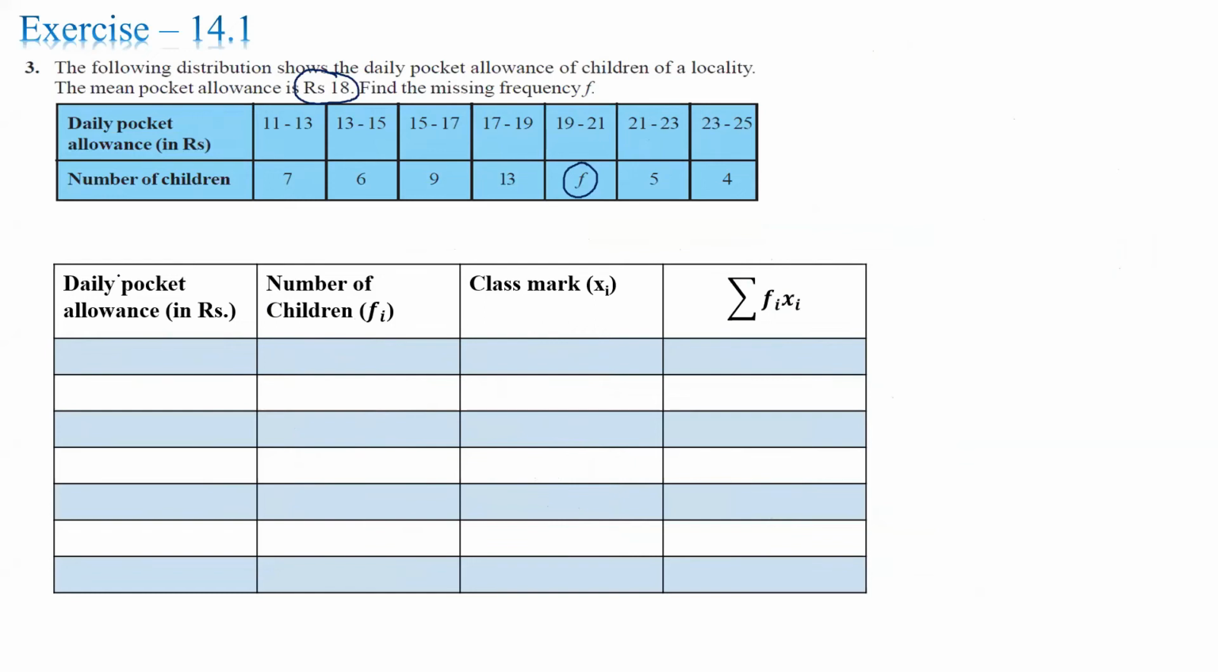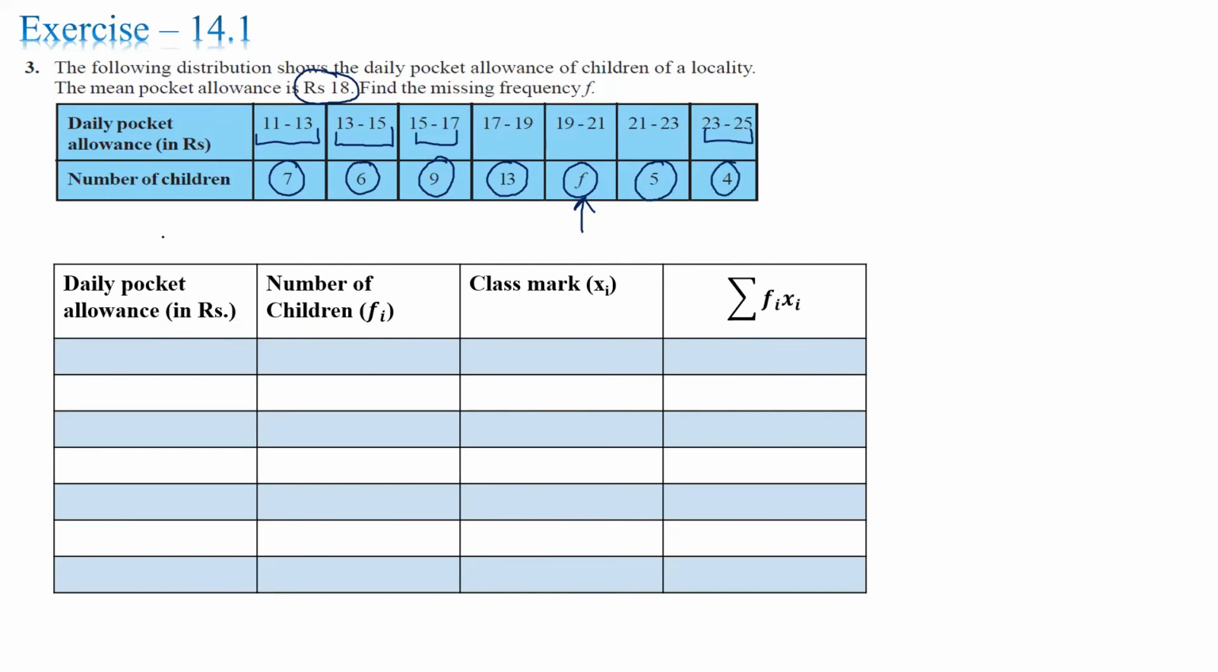First of all, for the daily pocket allowance, the range is given 11 to 13. Next range is 13 to 15. Next range is 15 to 17. Like that, the ranges are given till 23 to 25. In the first range, 7 children are there. Second range, 6 children. Next range 9 children, next range 13 children, next range f children are there. We have to find the value of this f. Next range 5 children, next range 4 children.